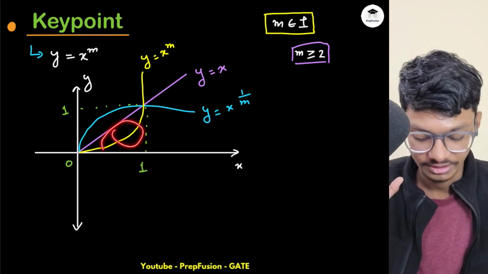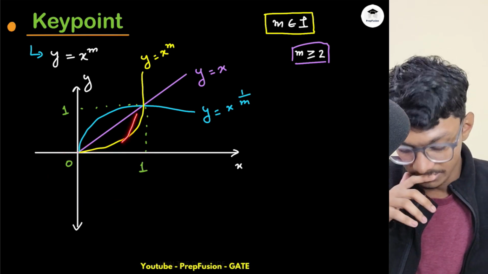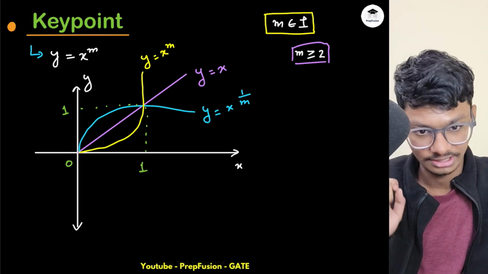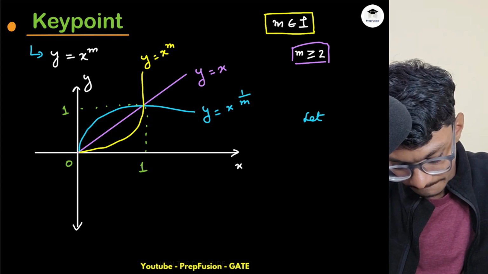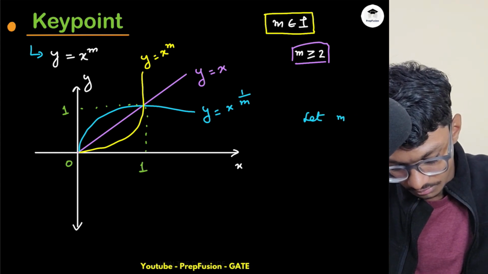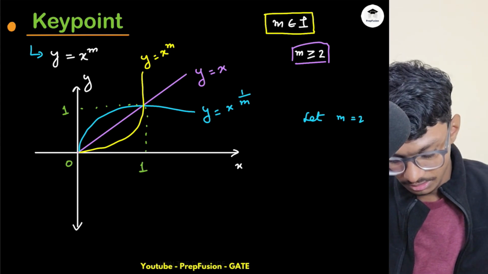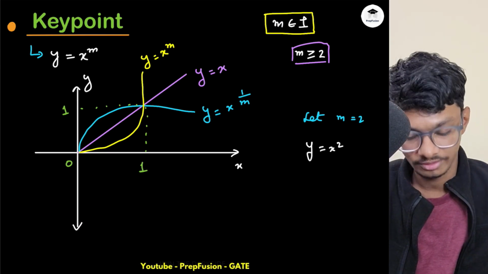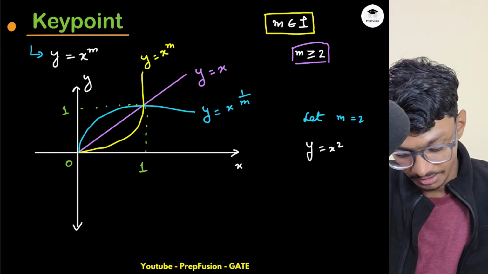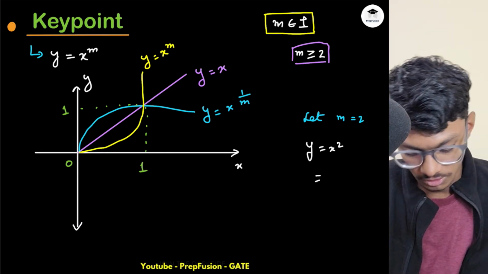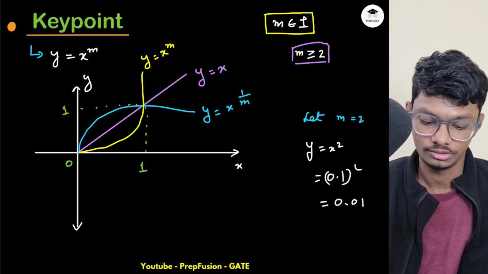But what are we observing here? As my x lies between 0 and 1, the square will be lower than x. Why is that the case? Let m equal 2. That means y equals x squared. If I pick any number between 0 and 1, let me pick 0.1, what is the square of this? This will be 0.01. So y is even lower than x.